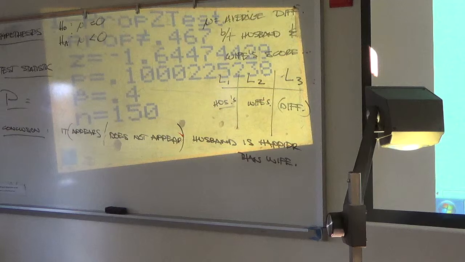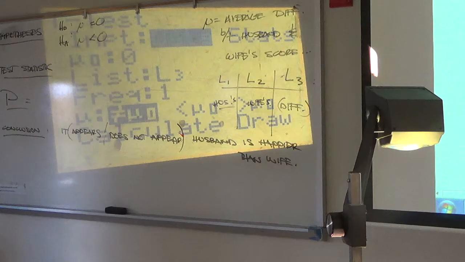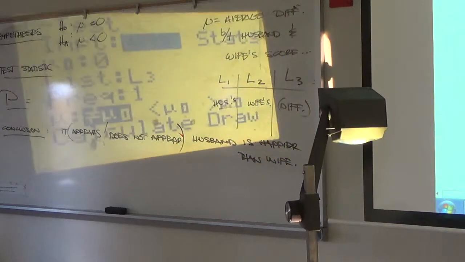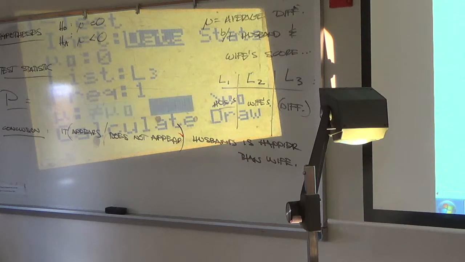Let's run it. T-test. Okay, this is getting a little bit busy up there on the board, yes? Slide it forward a smidge smaller. That's as good as it's going to get right now. Okay, we have data, yes? Mu naught, 0. Lists, L3. Frequency 1. Mu: less than. We're grabbing a less than in this case, because we'll test it again with your guys' L2 minus L1 as well.